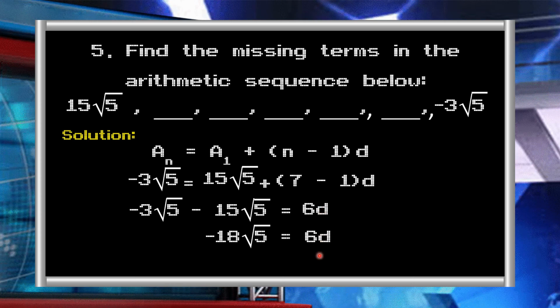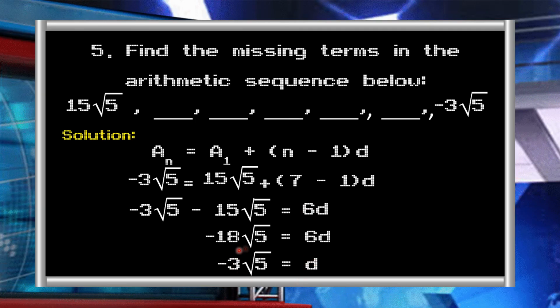Now, since meron pang 6 na katabi ng D, dapat makancel yan. So, ang gagawin natin, divide both sides by 6. Para 6 divided by 6 is just 1 na lang. So, D na lang ang matitira, 1D or D na lang ang matitira sa right side of the equation. And negative 18 square root of 5 divided by 6 is just like dividing negative 18 divided by 6. So, we have negative 3 square root of 5 is equal to D.